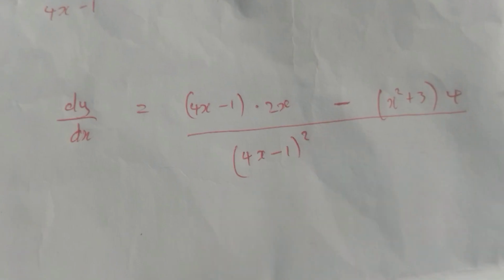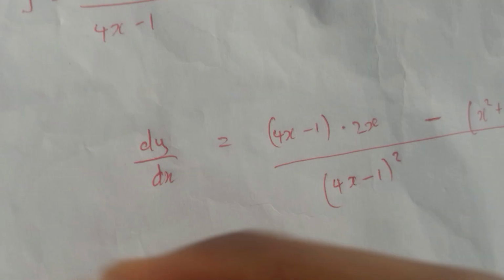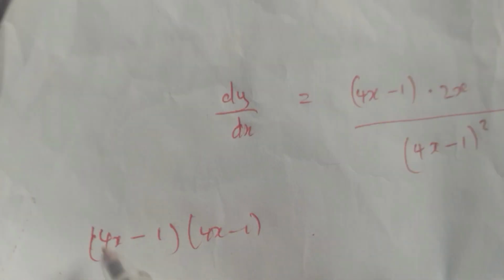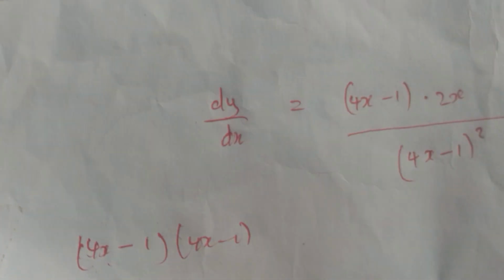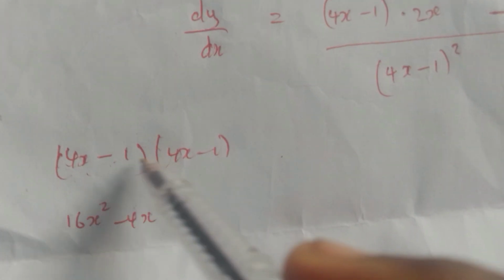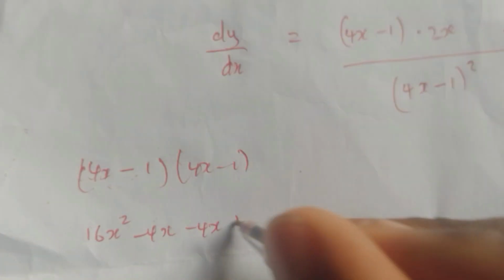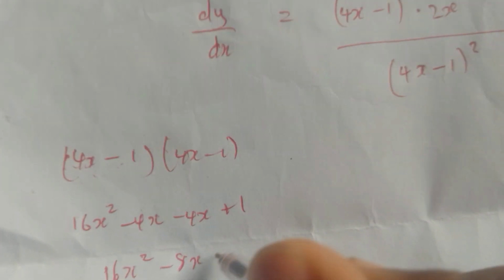Now we have to expand this bracket, and let's expand it somewhere here. 4x minus 1 multiplied by 4x minus 1. 4 times 4 is 16. x times x is x squared. 4 times minus 1 is minus 4 times x is minus 4x. Then minus 1 times 4x is minus 4x. Minus 1 times minus 1 is positive 1. So we're going to have 16x squared minus 8x plus 1. So that is the expansion for this.